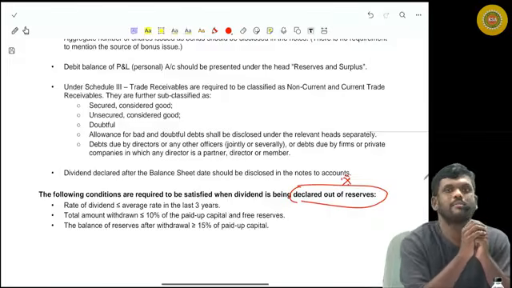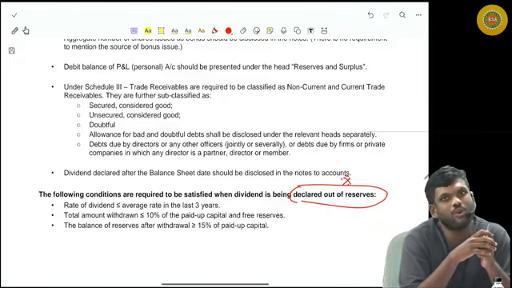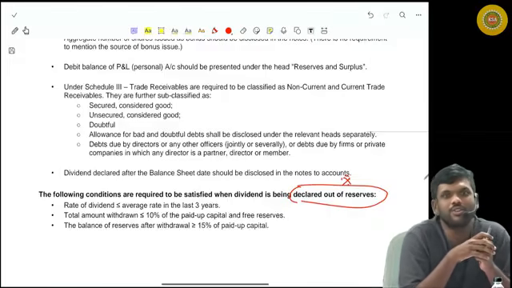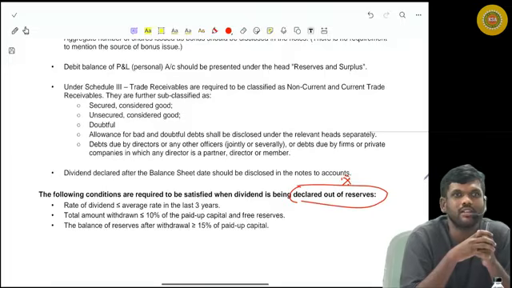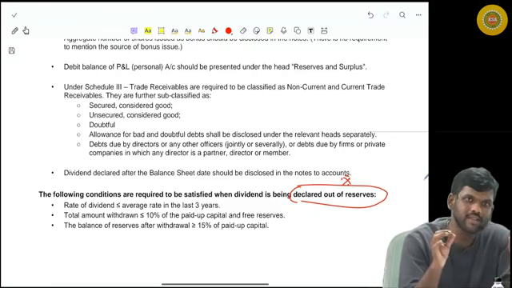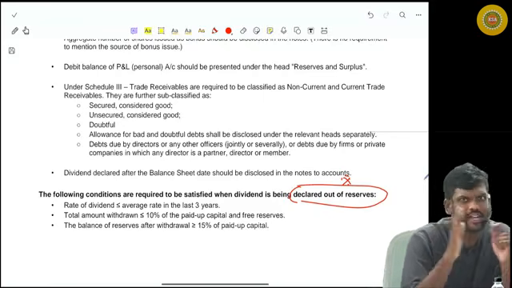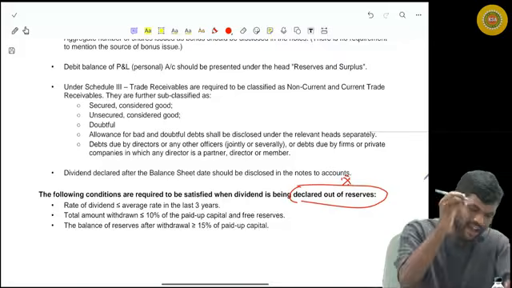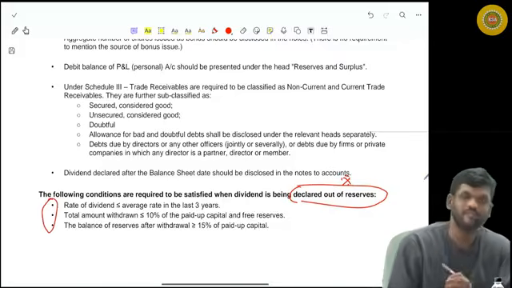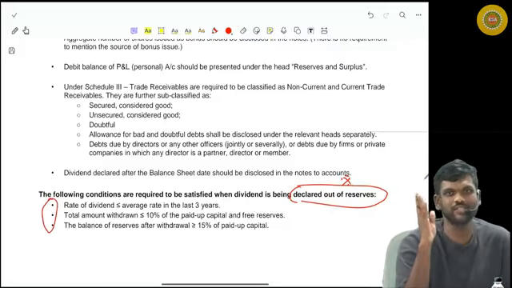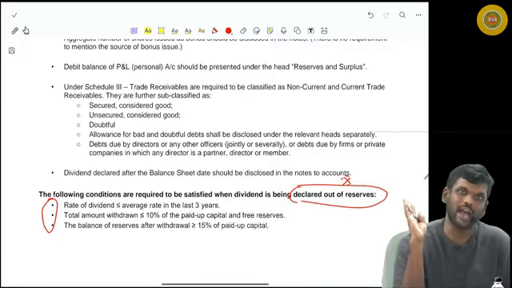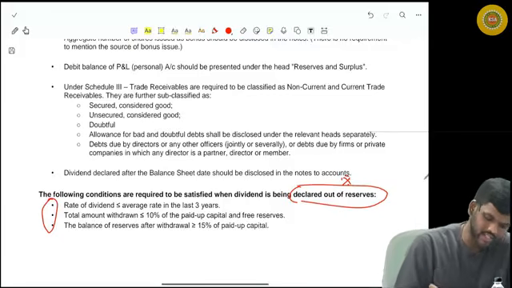Now in this case, Companies Act is telling, when you are going to take reserves and declare dividend, that means there is a problem. Your current year profit is not sufficient. You are not earning sufficient profits. So Companies Act is telling, you take from reserves and give dividend, I am okay, but I have three conditions which you have to satisfy. You satisfy these three conditions and then do it. I am okay. What are those three conditions?